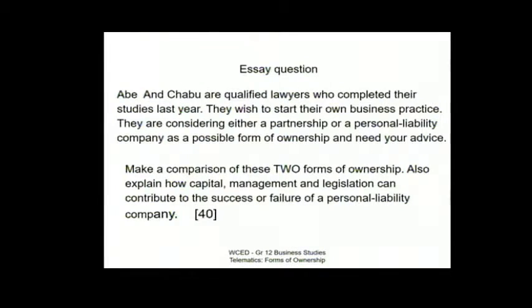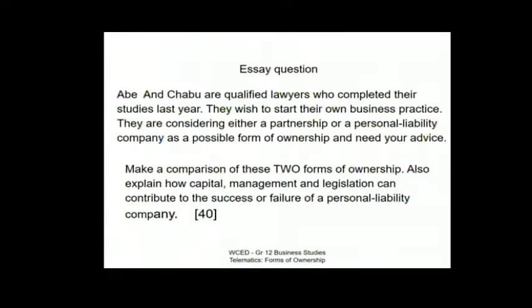Do you want to read this question for us quickly? Abe and Chabu are qualified lawyers who completed their studies last year. They wish to start their own business practice. They are considering either a partnership or a personal liability company as a possible form of ownership and need your advice. Wow, we're making the learners very important, eh? Yes, if they ask, they need your advice. So, learners, you will always get a scenario like that; the first part of the question will always be a scenario. It's important that you read that scenario carefully.